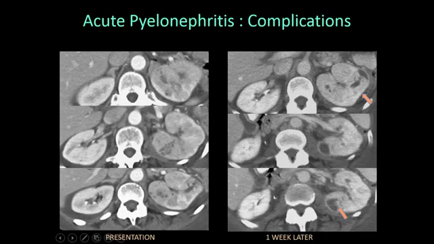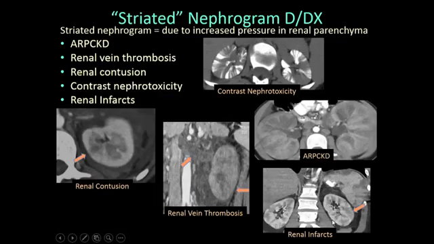So what happens with pyelonephritis if it's not adequately treated? You could see originally this patient has an edematous kidney, areas of striation in the parenchyma, and 1 week later these areas of striation become liquefied, with abscess formation.